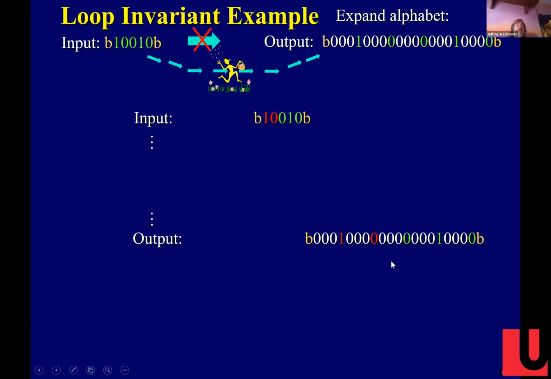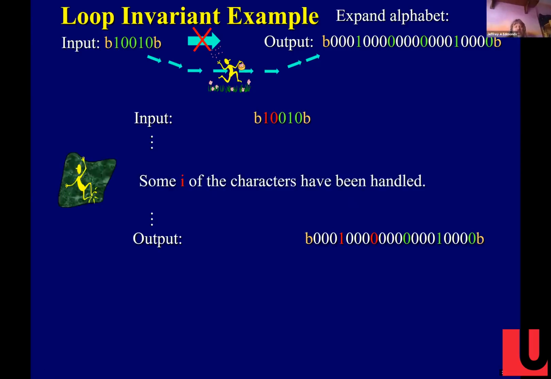All right, so now let's leap into the middle of the computation. What do we want the Turing machine state to look like? Well, I can't handle all these characters magically at once. I'm going to handle them one at a time. So if I jump into the middle of the computation, what's true at this point in time is that I've already handled some of them, and I'm ready to handle the next one.